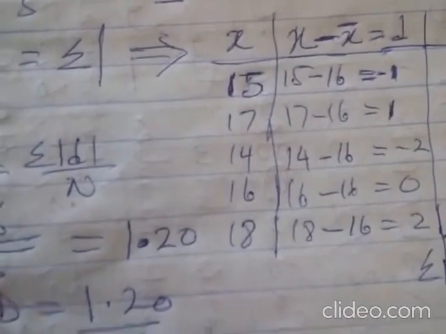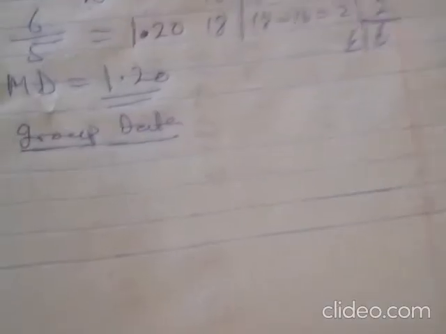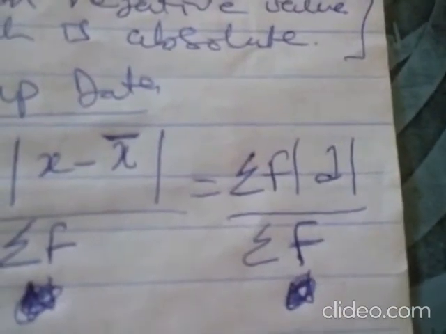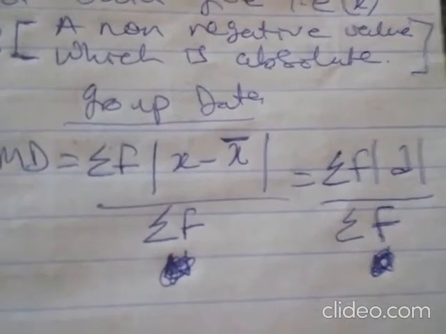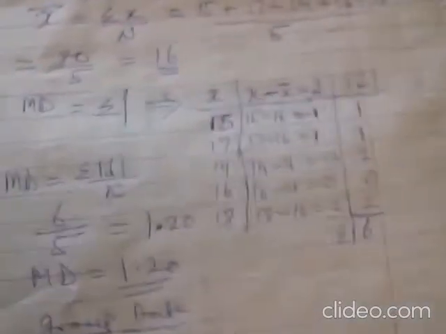Now let's go to grouped data for mean deviation. From what we did earlier, this is the formula for our grouped data. So you can remember now, right? Okay, so now let's go straight to the question for our grouped data.